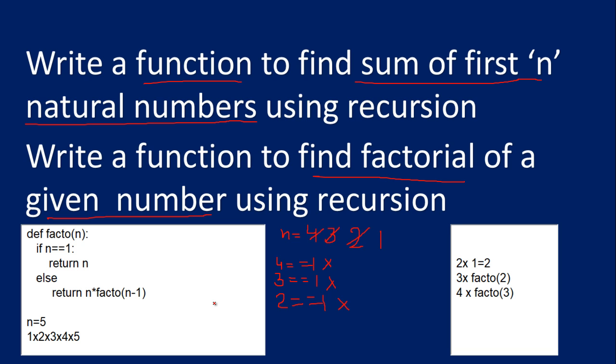Then this result 2 is returned to this call, and this will get the value 2. So 3 2s are 6, and this 6 will get the value over here, and 6 4s are 24. So this 24 will be returned as the result to the calling point. You can see that by using this pattern we are getting the result, because the factorial of 4 is basically 24.